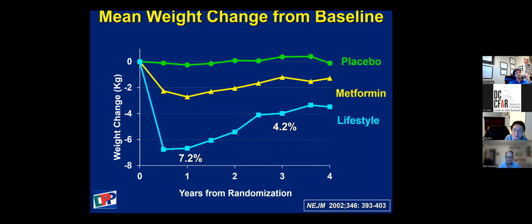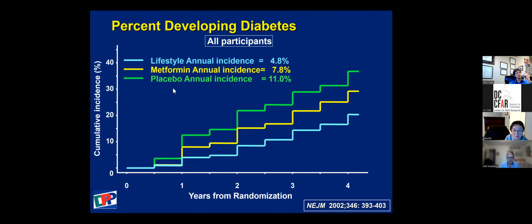And this is the Kaplan-Meier curve of diabetes risk. You can see that there's a significant reduction for the lifestyle group and the metformin group compared with the placebo group. So it is very effective. It's a strong 31% reduction for metformin and almost 60% reduction for lifestyle. So that's phase 1, and it was very successful.